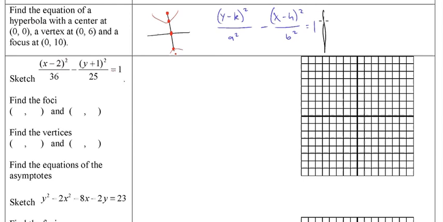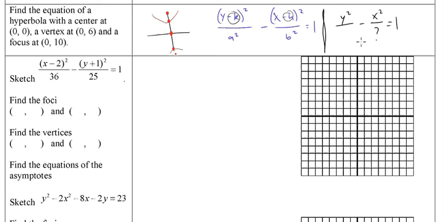And so let's fill in our pieces of information. Now the center is at (0, 0), so we can disregard our h and k, because y minus 0 is just y. So we have y^2 over something minus x^2 divided by something is equal to 1. And so what are these somethings? Well, let's find out.